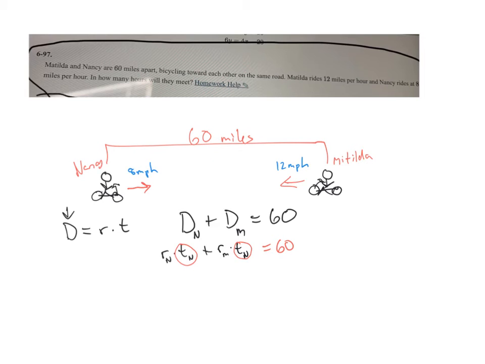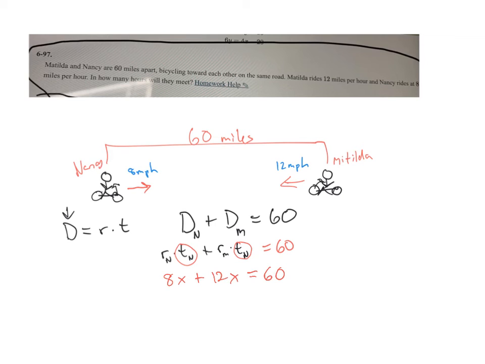All right, so we have Nancy's rate, which it tells us is 8 miles per hour times x, because I don't know how long Nancy was riding for. Plus Matilda's rate, which they tell us is 12 miles per hour times x, because it's the same amount of time that Nancy was riding for, which we don't know. And that's going to equal the total distance of 60. So now we just solve for x.